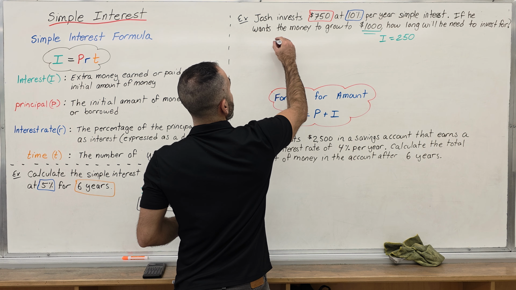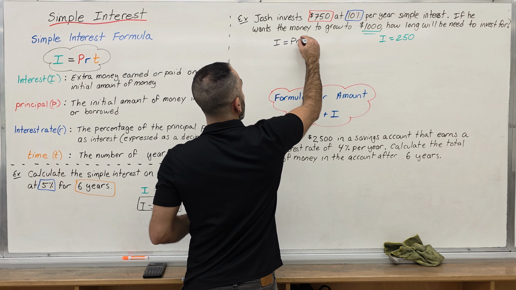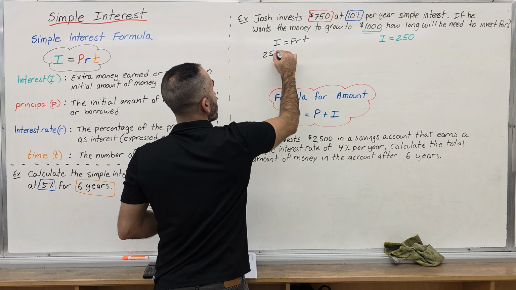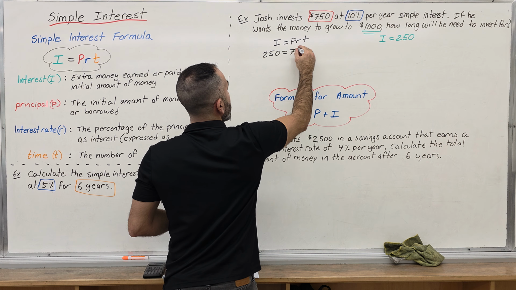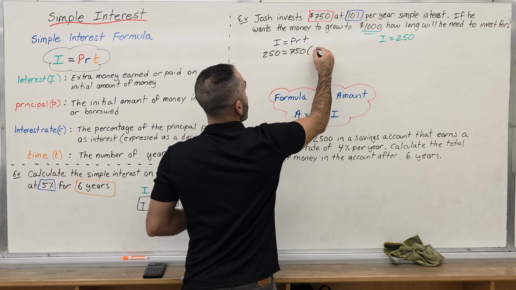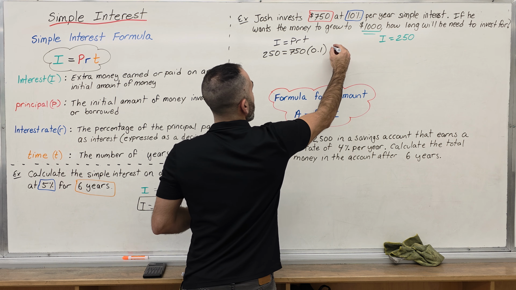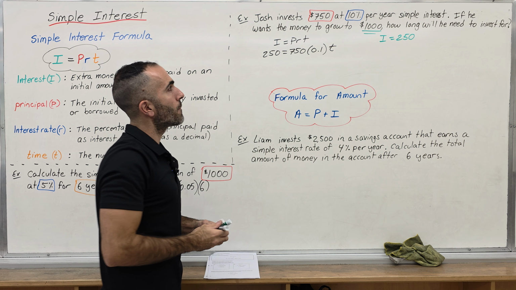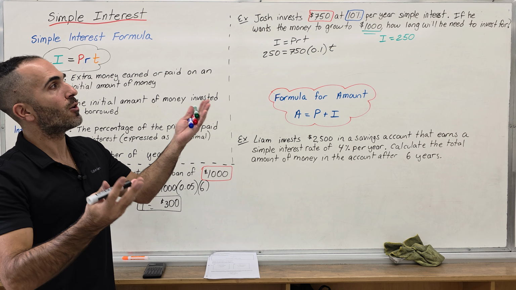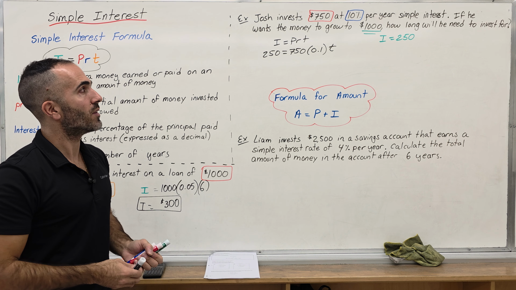Well, I know the I, so I equals PRT. I know I is 250. I know the principal is 750. I know the interest rate is 0.1, but I don't know T, because it's asking how long will he need to invest for. I got to figure out what T is.